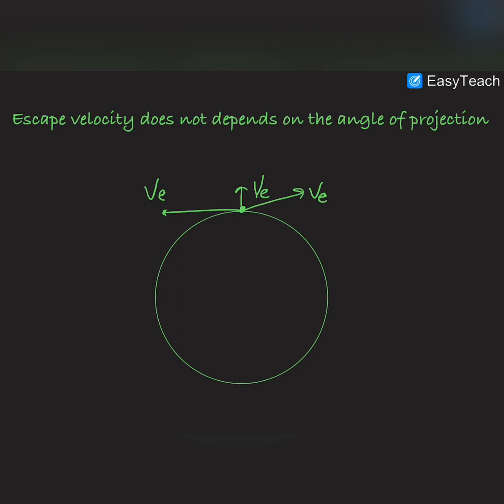Now, there is an important point about escape velocity: it does not depend on the angle of projection. This means that if we need to project an object from the surface of a planet in such a way that it does not fall back, we can project it at any angle from the surface, because escape velocity is not dependent on the angle of projection. So if you project it like that, or like that, or like that, in all three cases the minimum velocity required is the escape velocity, which is the same.